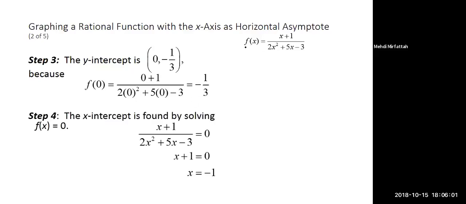For the x-intercept, you let y be equal to 0 and solve for x. That requires sometimes factoring or using the quadratic formula. So if I let x plus 1 over 2x squared plus 5x minus 3 equal to 0, and you cross multiply, it would be only x plus 1 equal to 0. So x equal to minus 1. So this would be your x-intercept.